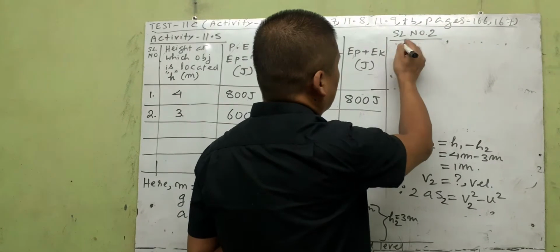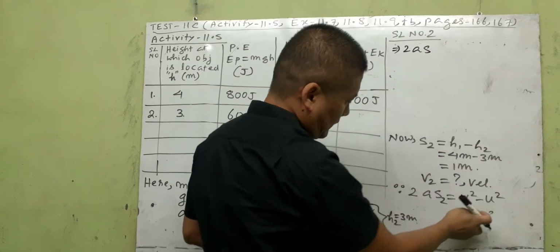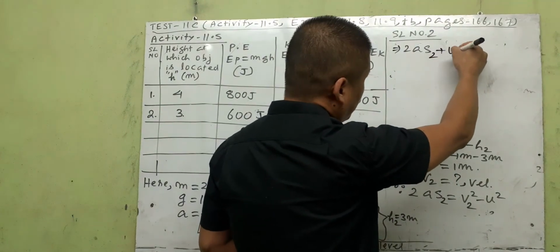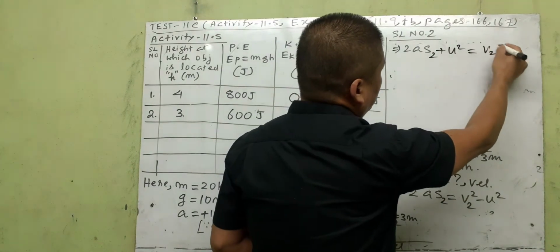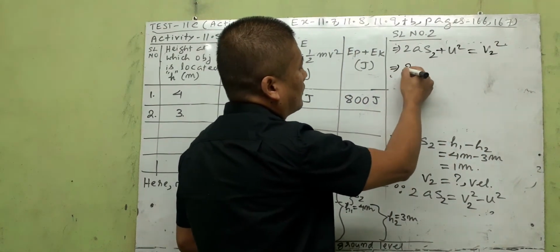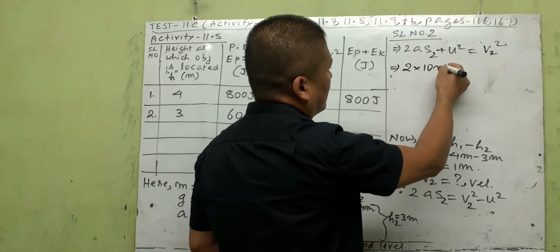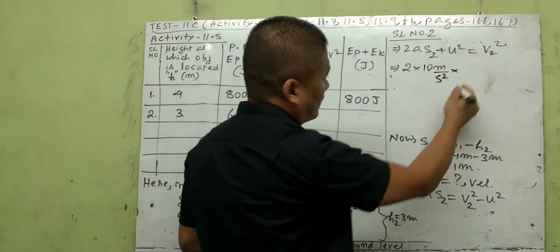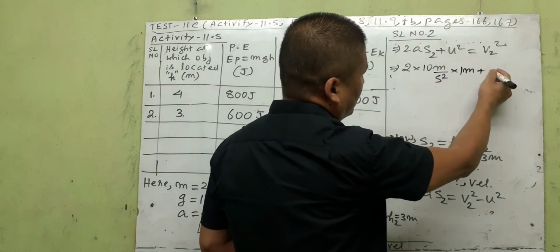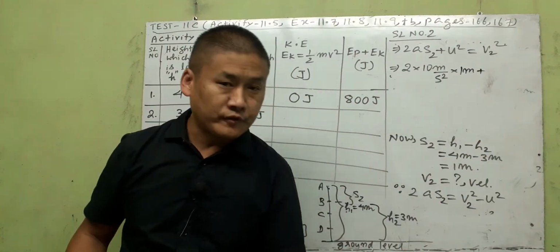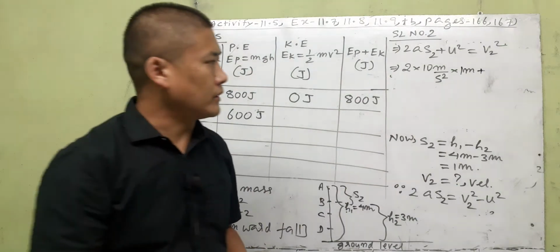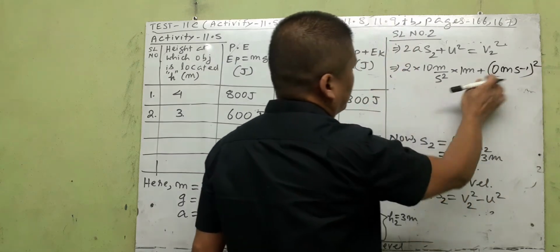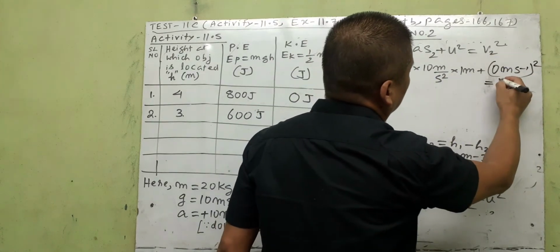Okay, so that implies 2AS. Then shift this one here, minus U square this side, 2AS2, sorry, then plus U square is equal to V2 square. We want to find V2 square, so 2 into A, which is 10 meter per second square, into S2, just now here 1 meter, plus U. Since the object, read the question, says dropped from the top, it means initial velocity U is always 0 in every case, so 0 meter per second whole thing square. So this part can be neglected, equal to V2 square.